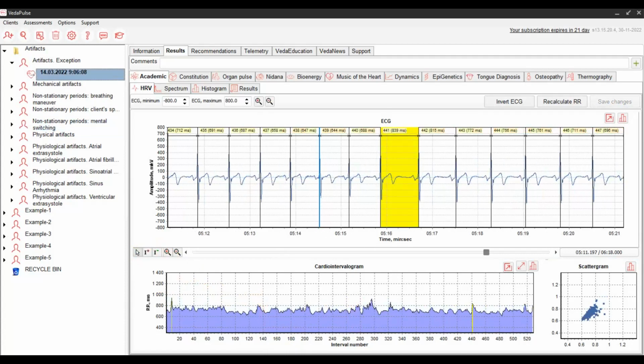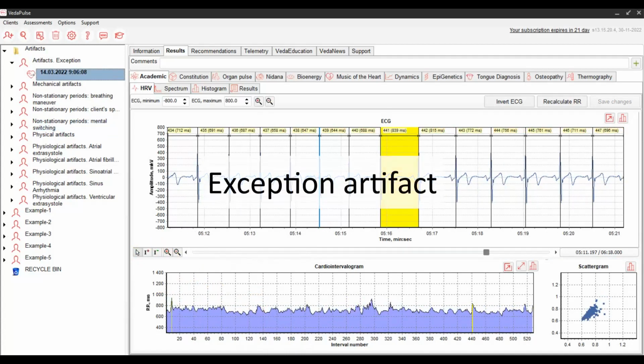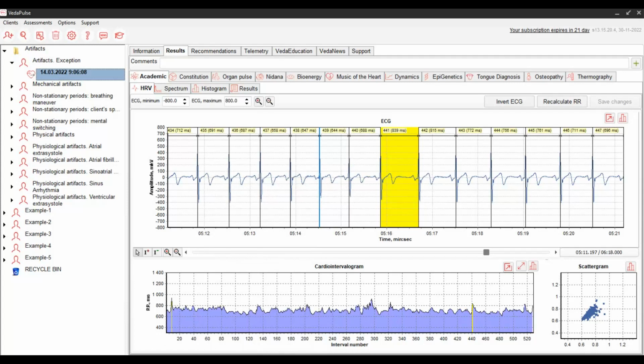In the report, we would like to draw your attention to the exception artifact. If on the ECG graph you see an interval highlighted in yellow, the duration of which exceeds the previous ones by 20%, and it does not belong to any of the types of artifacts described above, then nothing needs to be done with this interval. Leave it as it is.